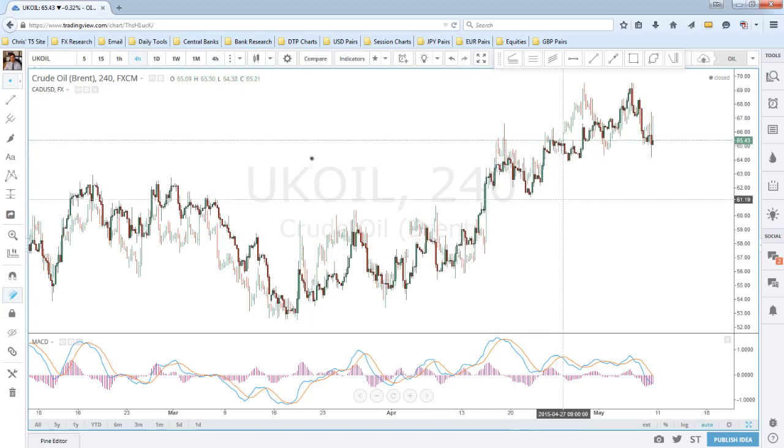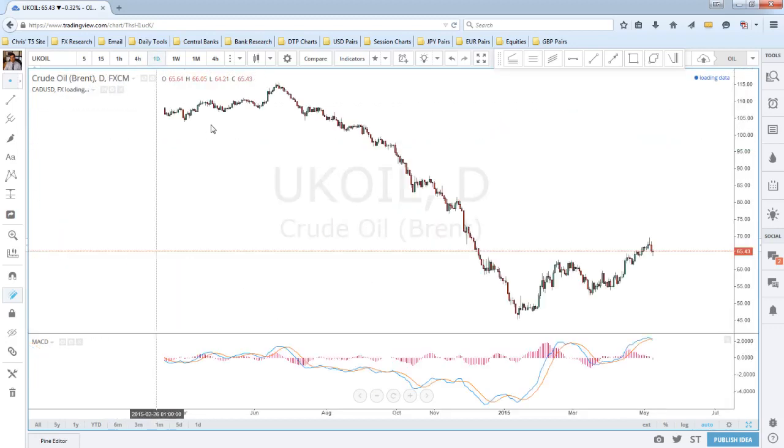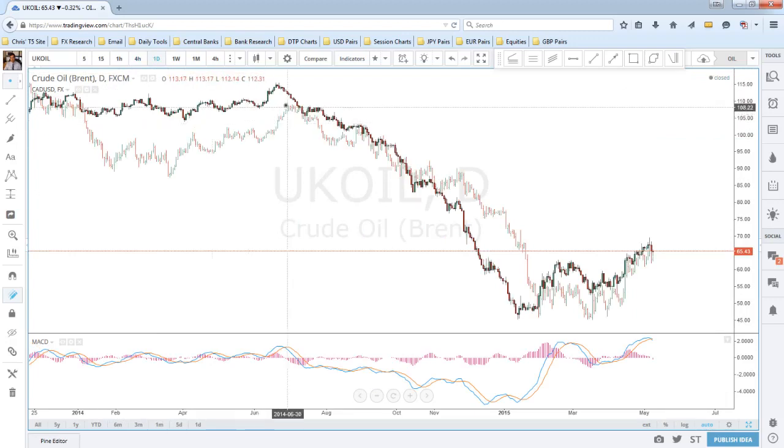And recently we've seen a seriously large decline in oil, and it's had a very large effect on the Canadian dollar as well, this pair overall. Here is the daily chart, and you can see from the daily chart the very close correlation between the Canadian dollar and oil.